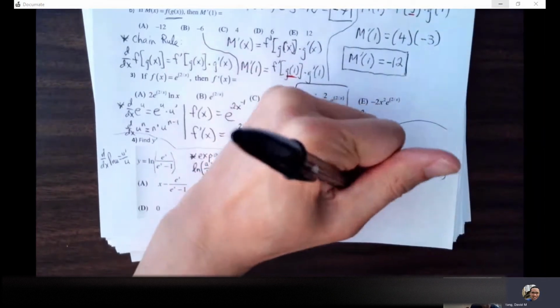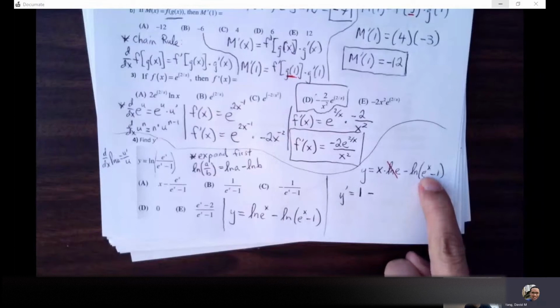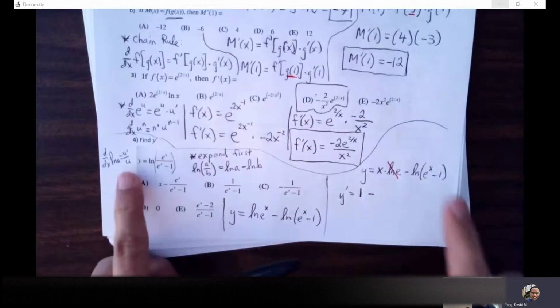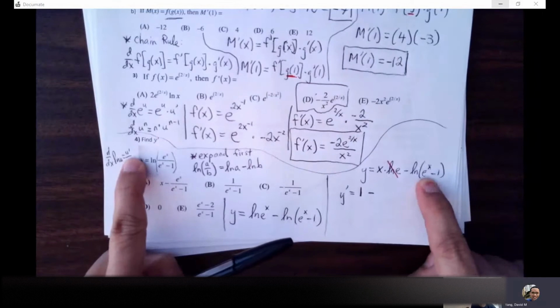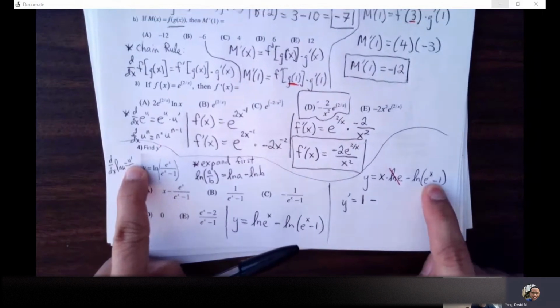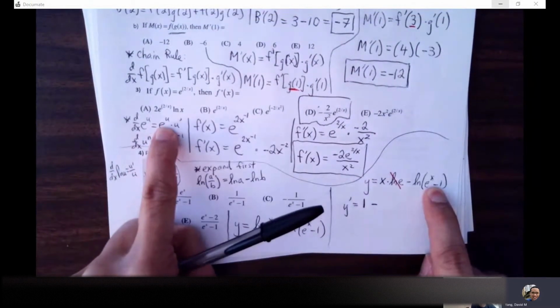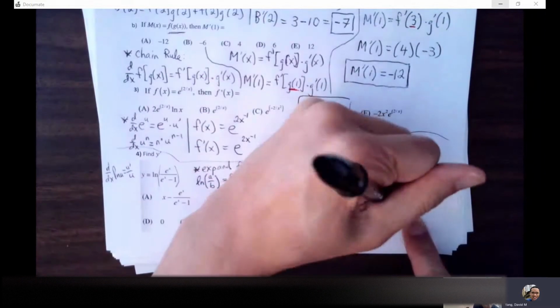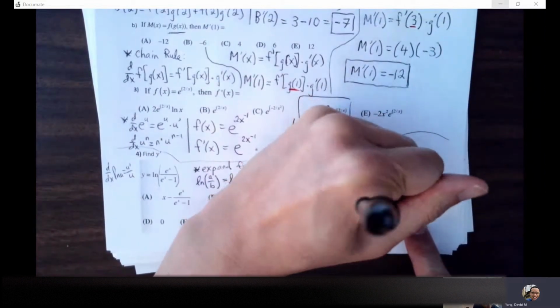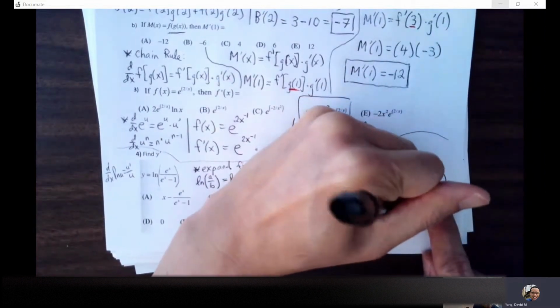x becomes 1, and then u prime over u. So my u value is the portion inside the parentheses. The derivative of e to the x minus 1 is just e to the x. That's the derivative of e to the u, it's just e to the u times u prime, all over my denominator here.